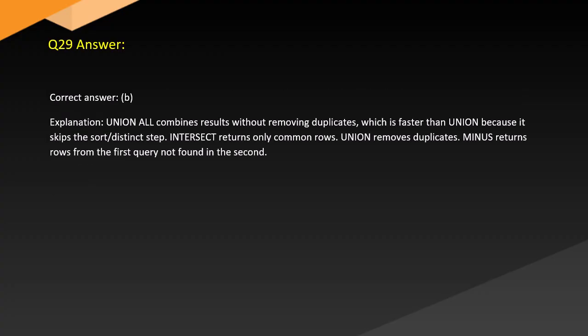Answer. Correct answer: B. Explanation. Union all combines results without removing duplicates, which is faster than union because it skips the sort distinct step. Intersect returns only common rows. Union removes duplicates. Minus returns rows from the first query not found in the second.